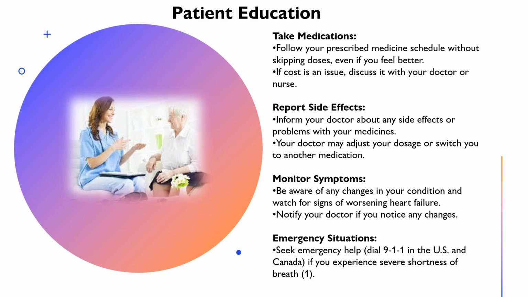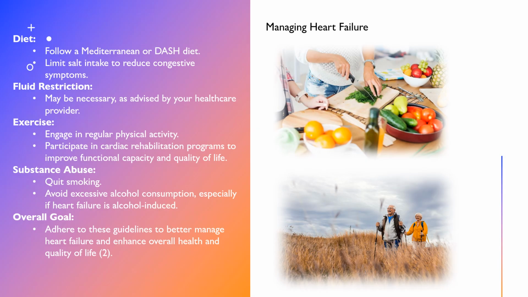Monitoring your symptoms is also vital. Pay close attention to how you feel and look for any signs that your heart failure might be worsening. If you notice any changes, contact your doctor immediately. Lastly, know when to seek emergency help. In the United States and Canada, dial 911 if you experience severe shortness of breath or any urgent symptoms. By following these steps, you can better manage your heart failure and maintain a higher quality of life.